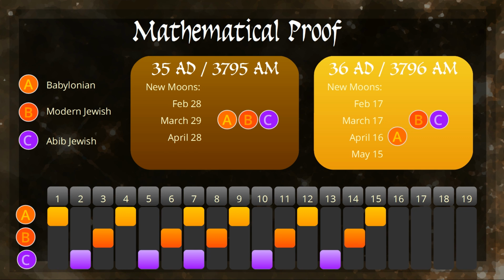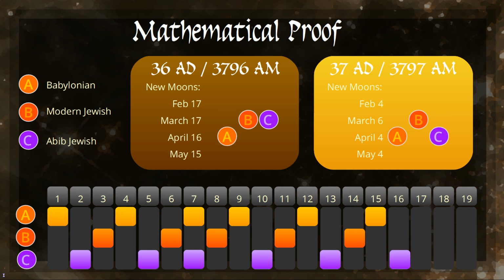Let's consider 36 AD or 3796 AM. 12 lunar cycles later is the date of March 17th. The rules for the Babylonian calendar specify an additional month, pushing the start of the year to April 16th. But for the modern Jewish calendar and the Abib-based calendar, March 17 does meet the requirements for their rules.